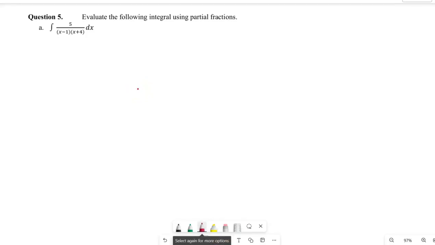Here is question number 5. It says, evaluate the following integral using the partial fraction decomposition technique. So first, we write the fraction on the side, and we notice that it has two linear factors. Each of them is non-repeating because there is no power here.